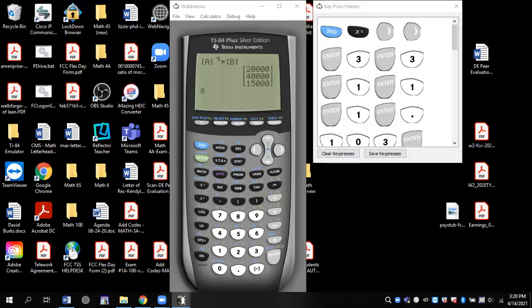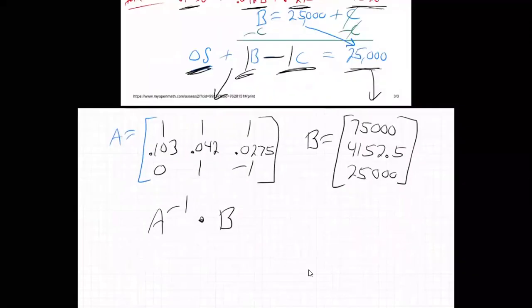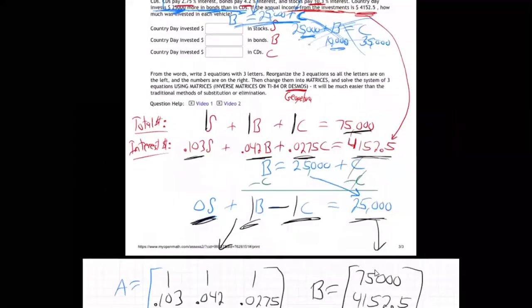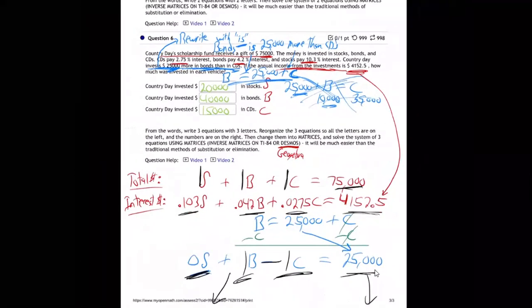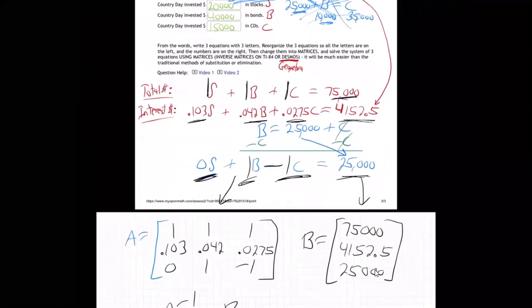So there we go. Back to the original question on the iPad. There it is. And so our answer, after all is said and done, is 20,000, 40,000, 15,000. There we go. We just had to write our 3 equations with 3 letters and then use technology.